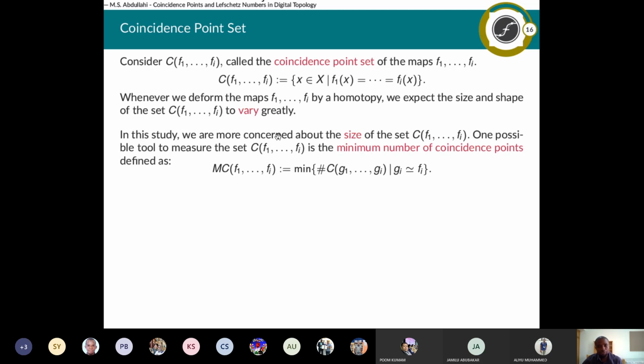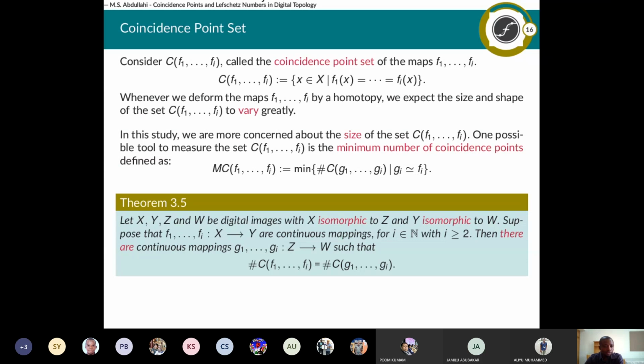One possible measure of this set is the minimum number of coincidence points, which is defined as follows: we are going to look at all those functions g1 to gi, such that g1 is homotopic to f1, g2 is homotopic to f2, up to gi homotopic to fi. Then we check the cardinality of the coincidence set in that sense, and that will give us the minimal coincidence number. So here I present a theorem which basically tells us that isomorphism preserves the number of coincidence points.